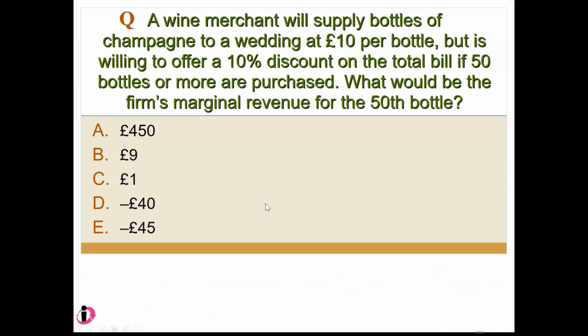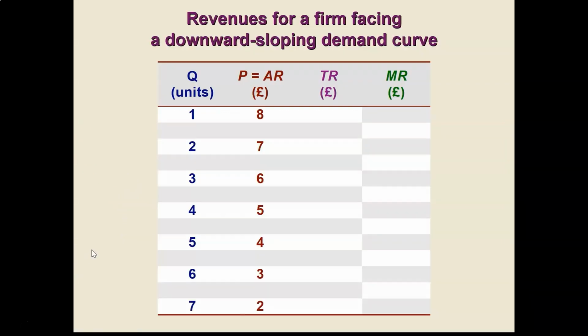So let's have a look at the options available. 450, 9, 1, minus 40. So the correct answer here would be D, minus 40. Let's have a look at this illustration, at this table. Here we are given some numbers for our demand curve. We have some quantity and some prices which we will be able to charge if we want to sell this number of units. We can sell more if we reduce the price to 7, to 6, to 5, and so on. So we need to calculate total revenue, and this can easily be done by multiplying quantity by price.